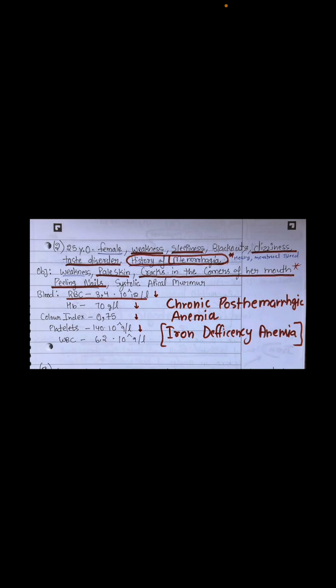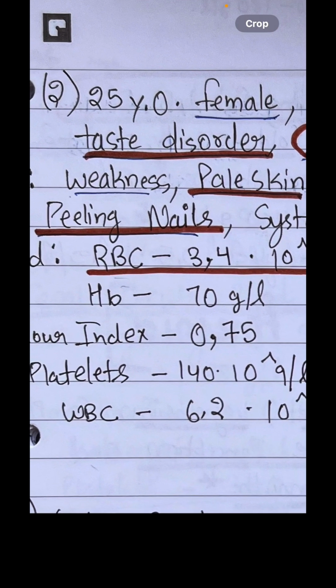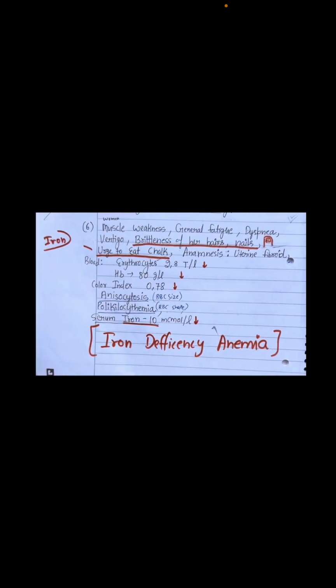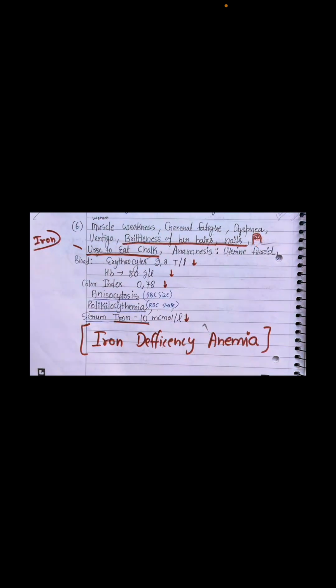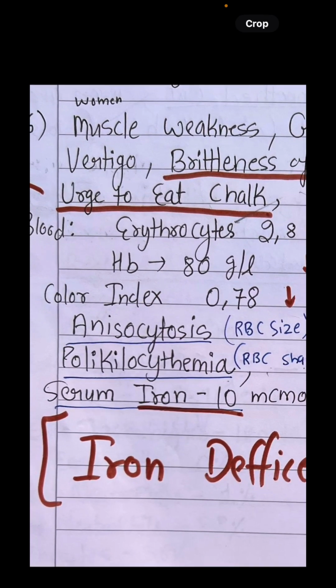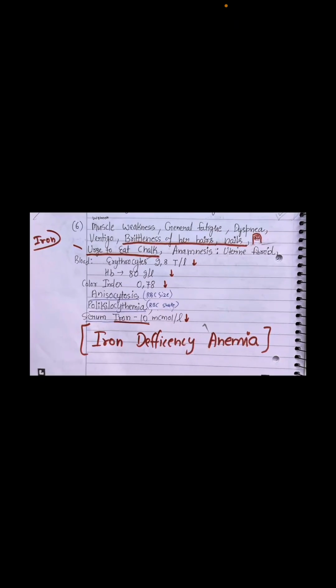You remember that in the deficiency portion I highlighted that brittle nails, hair, or peeling nails are the character of iron deficiency anemia. Next is also a case of iron deficiency anemia: brittle hair and nails, color index is low, and the patient wants to eat chalk. Because the patient has low iron, sometimes the patient wants to eat chalk, sometimes the patient loves to eat his nails, or many more products which are not edible. So the patient has these urges.